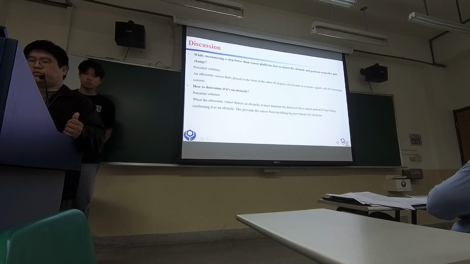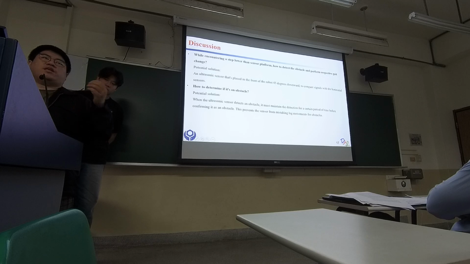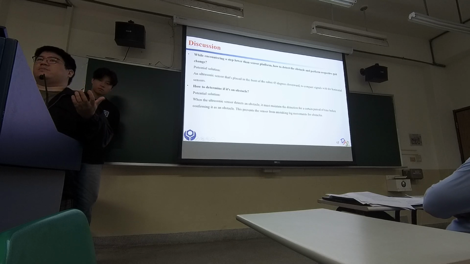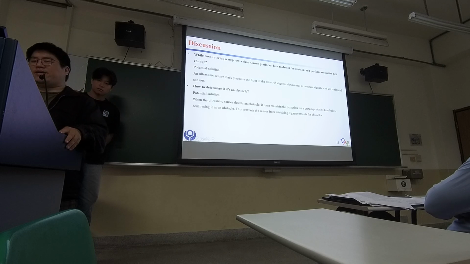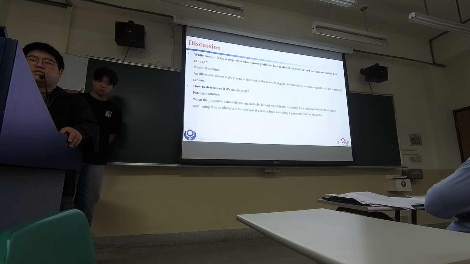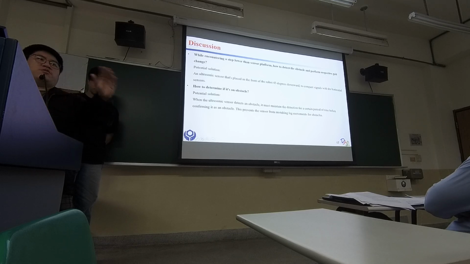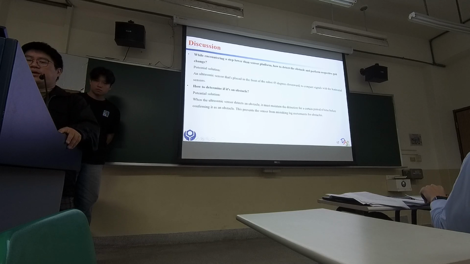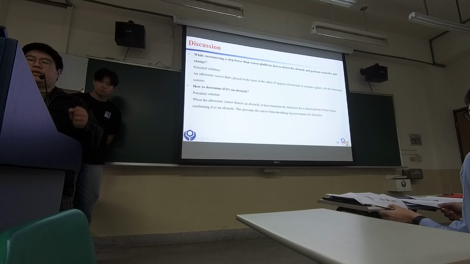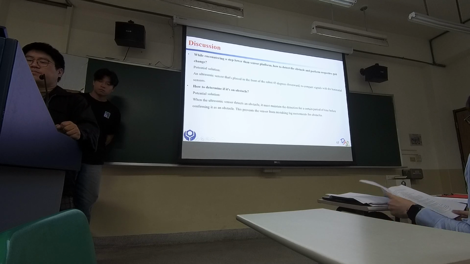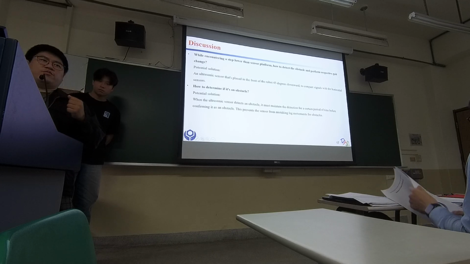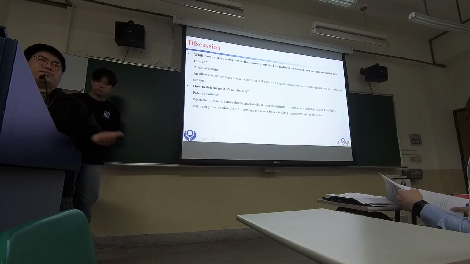And second, how to determine if it's an obstacle. What if there's a sudden move or just a fly passing by? So our potential solution is that when the ultrasonic sensor detects an object, it must maintain the detection for a certain period of time, maybe a delay of 0.5 seconds, so that it can confirm it as an obstacle. This prevents the sensor from mistaking lag or something moving fast by as an obstacle.